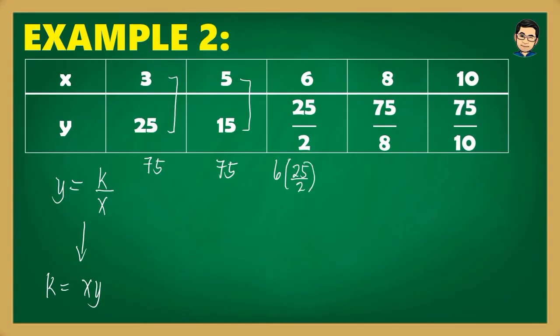Pwede natin cancel yung 6 tsaka 2. So, yung 6 magiging 3. And then, yung 2 magiging 1. And then, i-multiply natin yung natira. 3 and 25, that is 75. Next, 8 times 75 over 8. Kakancel natin yung 8 tsaka 8. Matitira na lang po is 75. And then, lastly, 10 times 75 over 10. Again, pwede natin cancel out yung 10 and 10. Matitira na lang po 75.